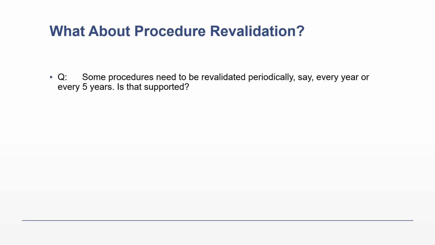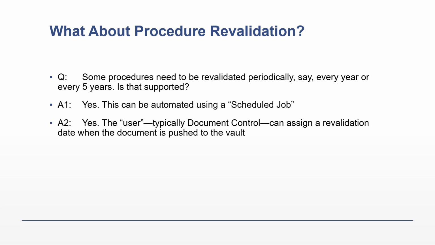Let's review some frequently asked questions. First question. Some procedures need to be revalidated periodically, say every year or every 5 years. Is that supported? Answer number 1. Yes. I just showed you how we might do a revalidation, but we also need to know when to revalidate. One approach is to automate the scheduling of procedure revalidation using a FACILEX feature called Schedule Job. Answer 2. We could also ask the user, which is typically the document control person, to assign a revalidation date when the procedure is pushed to the vault.